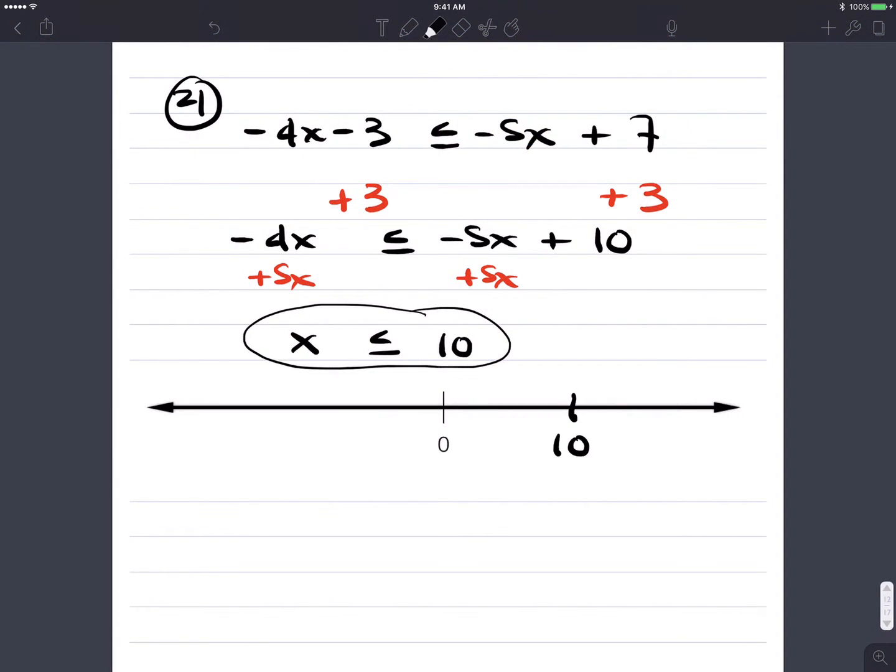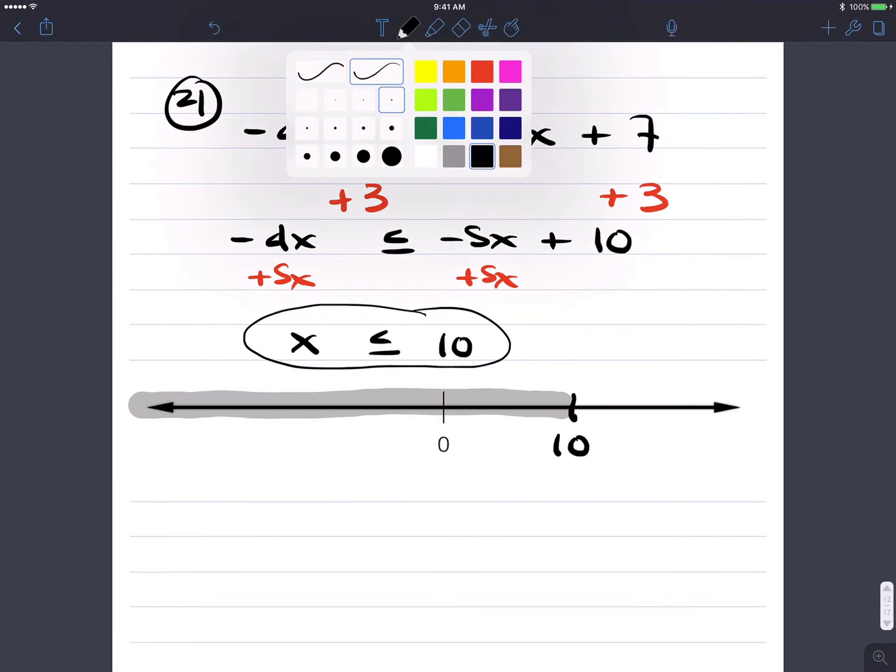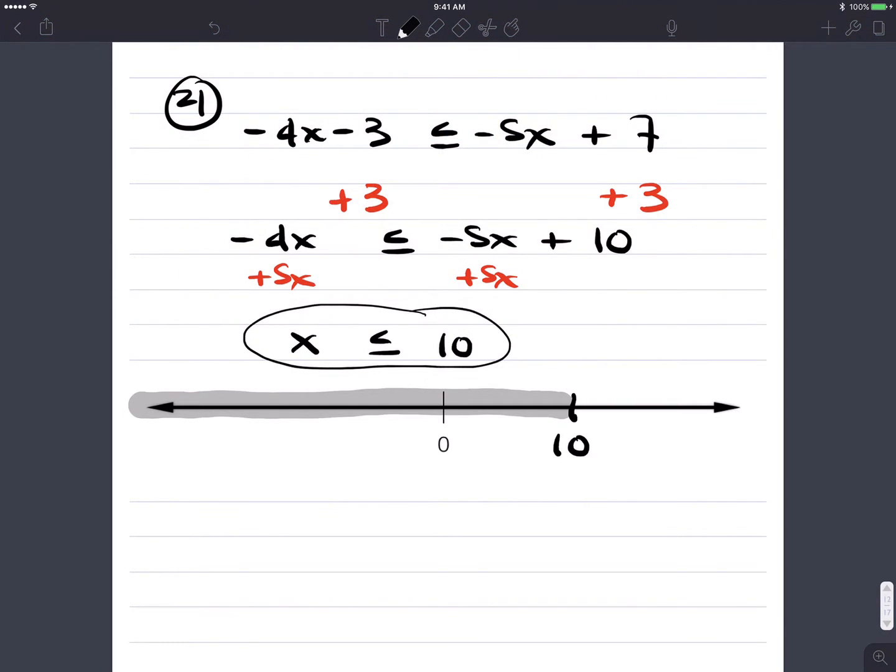Numbers less than 10 live to the left of 10. Smaller numbers live to the left. Because our inequality symbol is less than or equal, we're going to include the 10, and we communicate that by using the square brackets. This is the graph of our linear inequality.